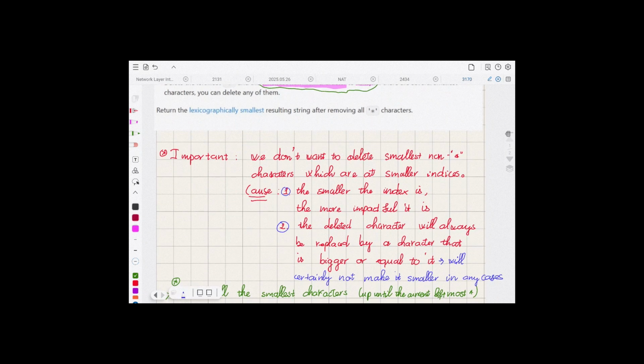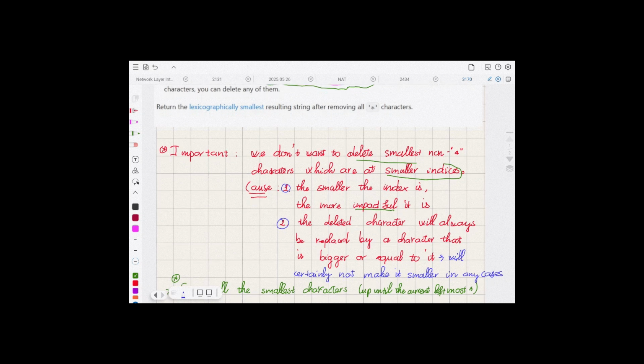We don't want to delete the smallest non-star characters which are at smaller indices. Why? There are two reasons. Because the smaller the index is, the more impactful it is. Think about it: we are talking about lexicographically smallest, so it means that a small index will be much more impactful than a bigger index, right?